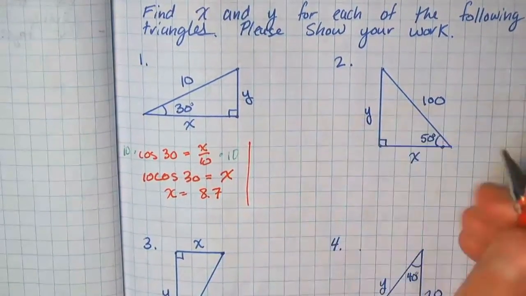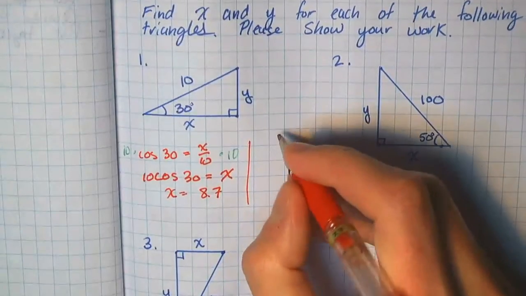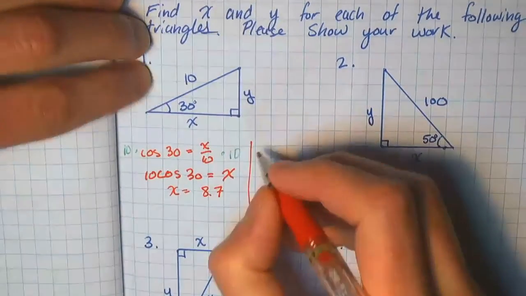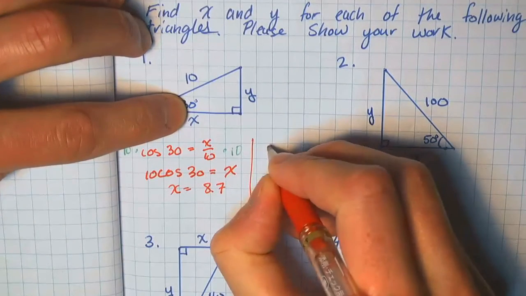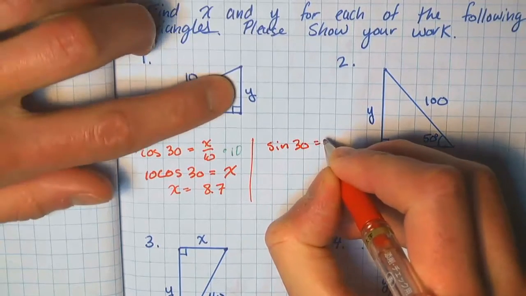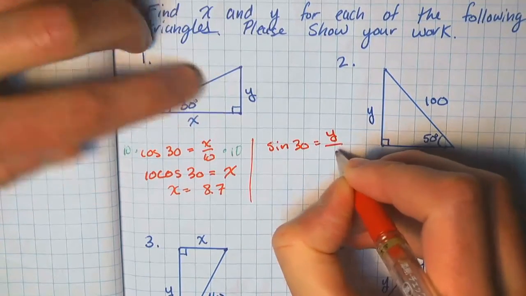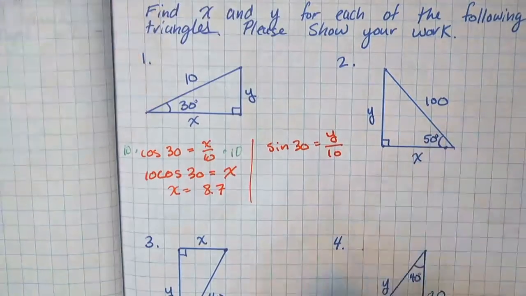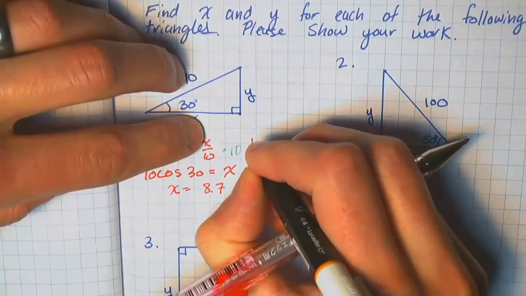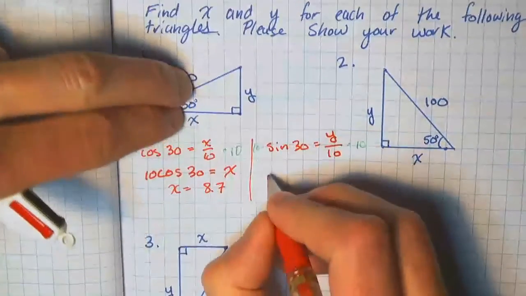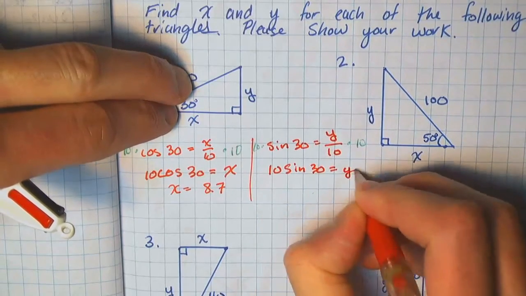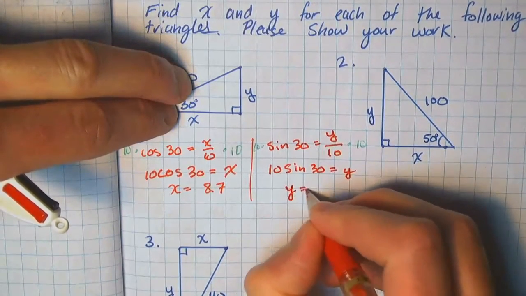Next, to do the y, that's going to be sine because it's opposite from the 30-degree angle. So sine of 30 degrees is equal to y, opposite over hypotenuse. Again, just like before, we've got to get y all by itself, so we're going to multiply by 10, multiply by 10, so it's going to give us 10 sine 30 is equal to y. Plug that in, you're going to get that y is equal to 5.